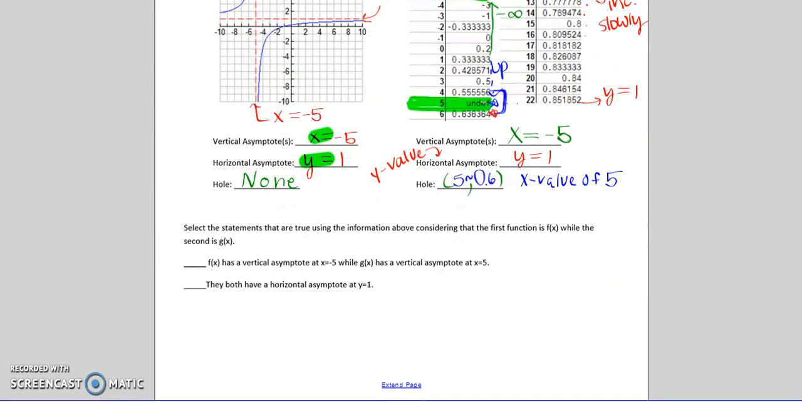Select the statements that are true using the information above, considering that the first function is f of x, while the second is g of x. F of x has a vertical asymptote at x equals -5, while g of x has a vertical asymptote at x equals 5. That's not true, because this is actually the x value for the hole. They both have a horizontal asymptote at y equals 1. That is true.